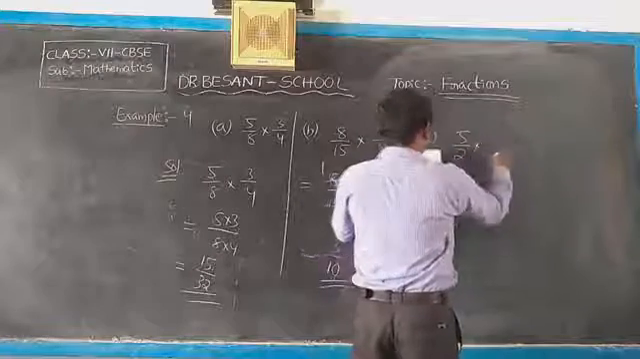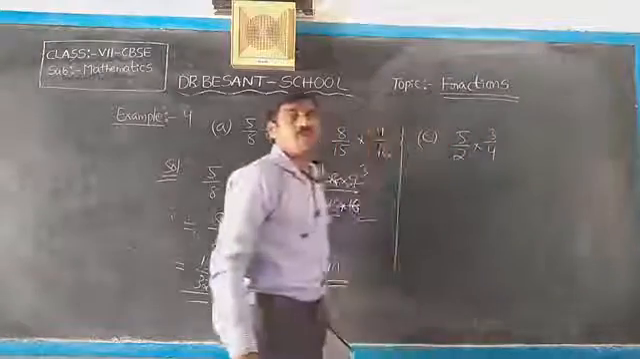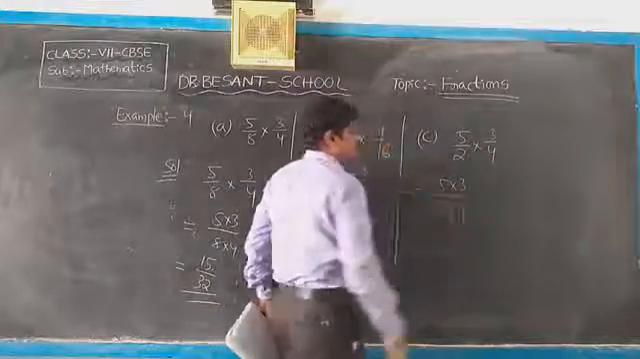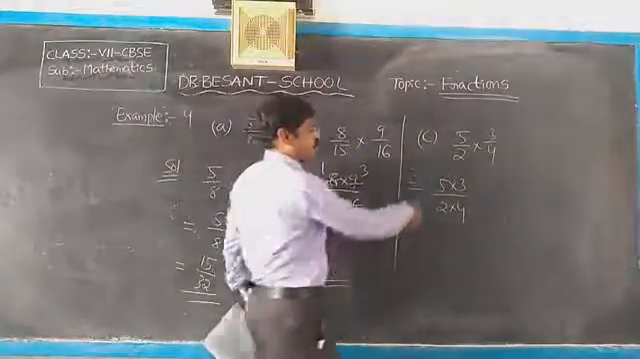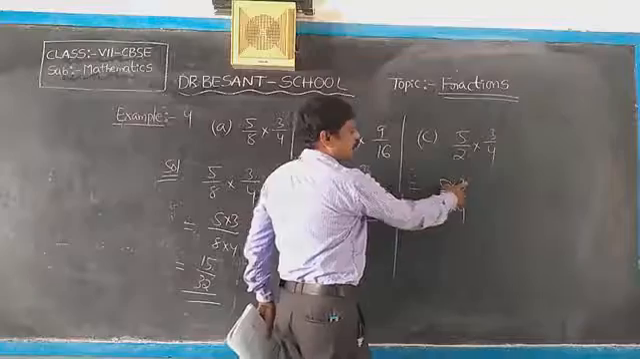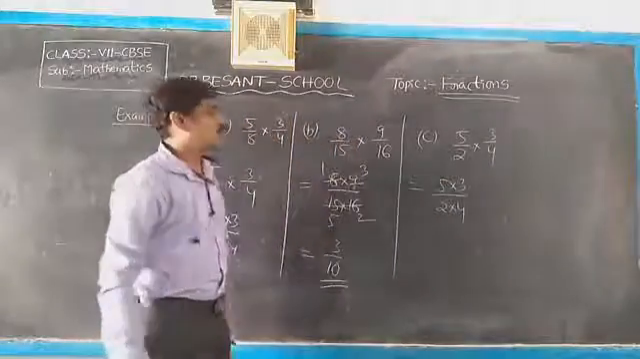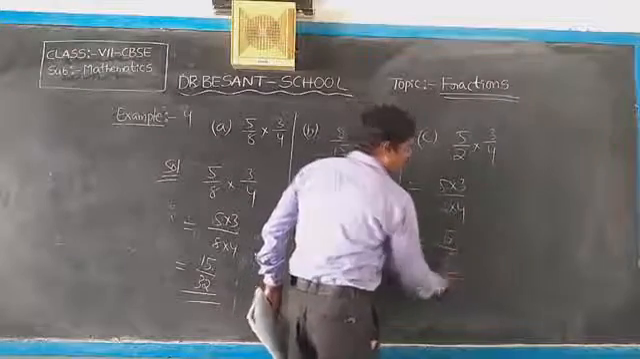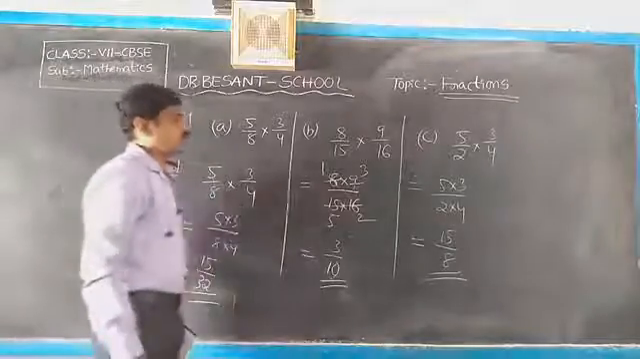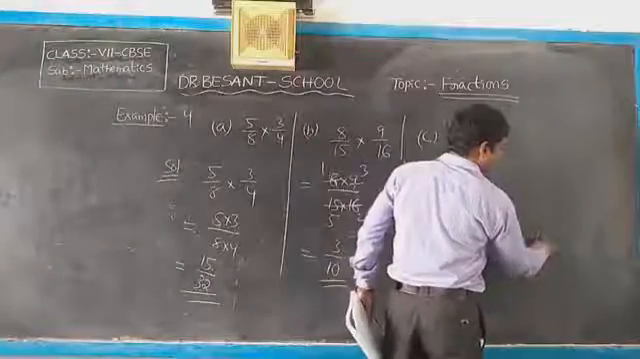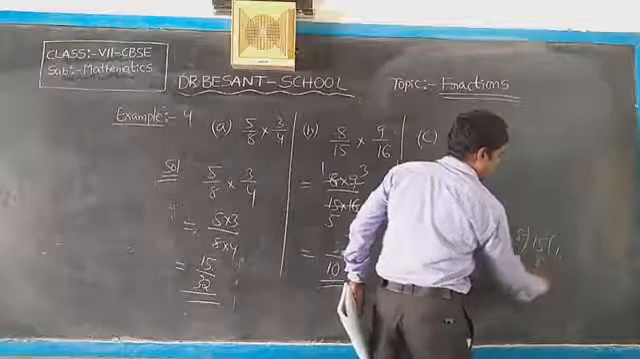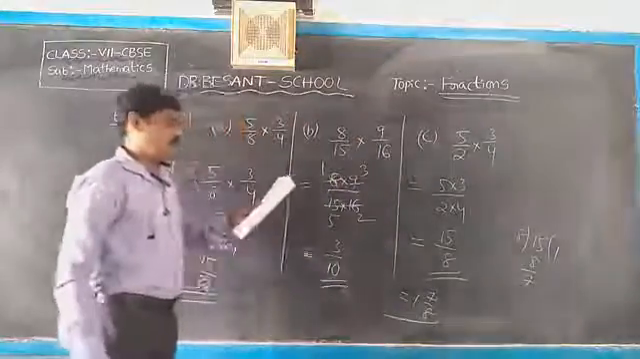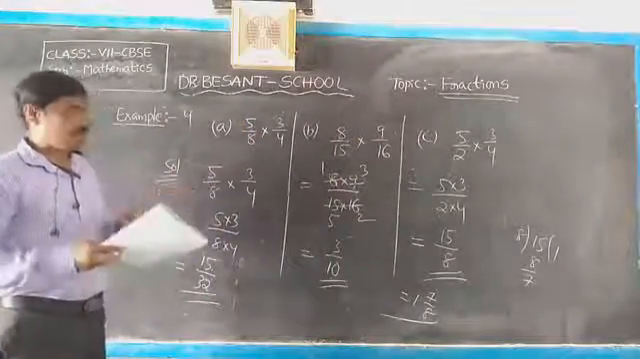Next, C: 5 by 2 into 3 by 4. 5 into 3 by 2 into 4. There is no common factor for 5 and 2 or 5 and 4. There is no common factor for 3 and 2 or 3 and 4. So that's why directly multiply the numerators. 5 3s are 15, 2 4s are 8. 15 by 8. Then you can simplify. 8 1s are 8. So 1 and 7 by 8. Okay, children? Note down this one.